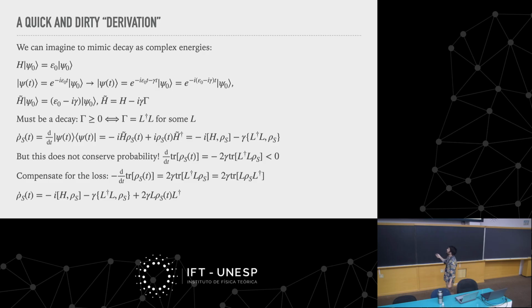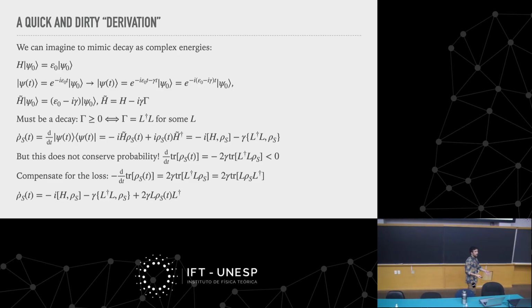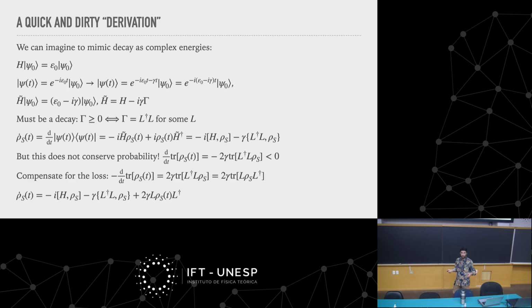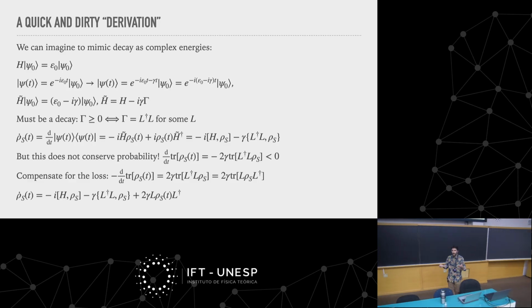Now, the problem is that if you compute the evolution of the trace of this object, this trace diminishes in time. I said that the fact that the trace is 1 means that we are keeping track of all the information that we have in the system. If the trace goes down, it means that this description is not compatible with quantum mechanics. We're going to have measurements with undefined outcome.